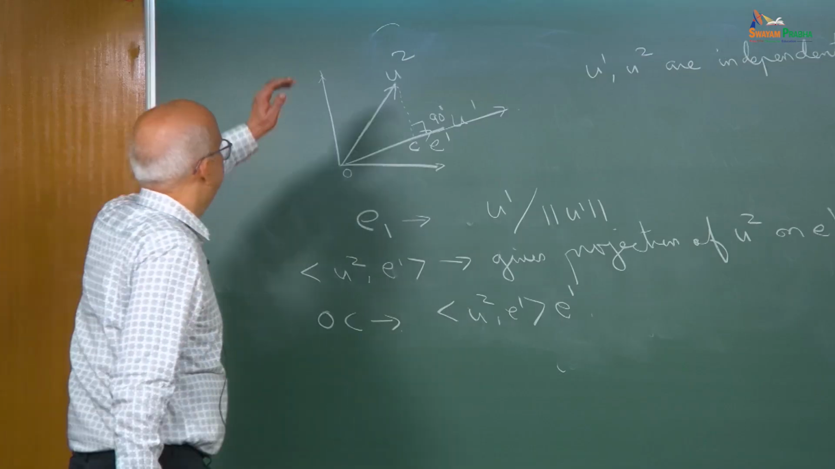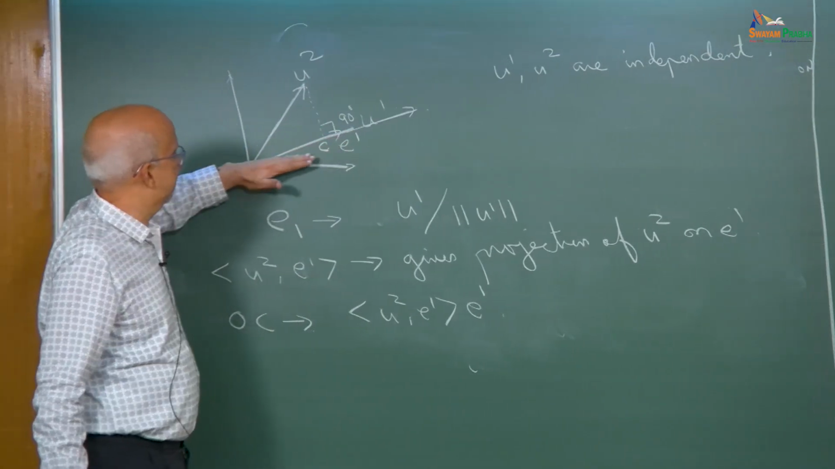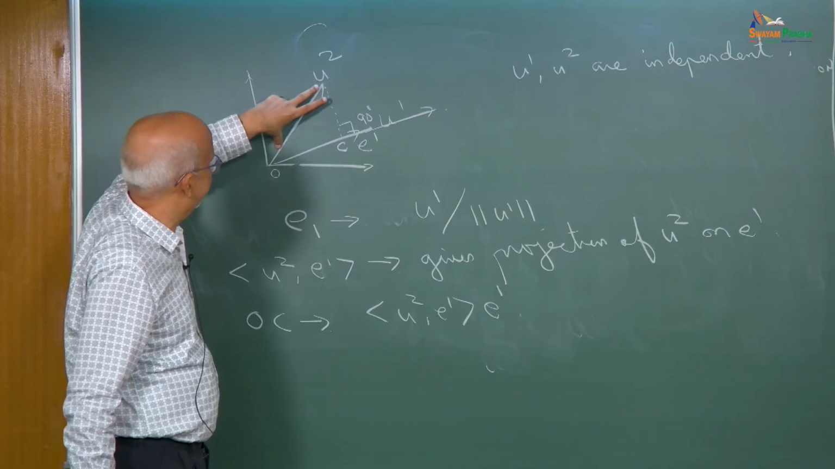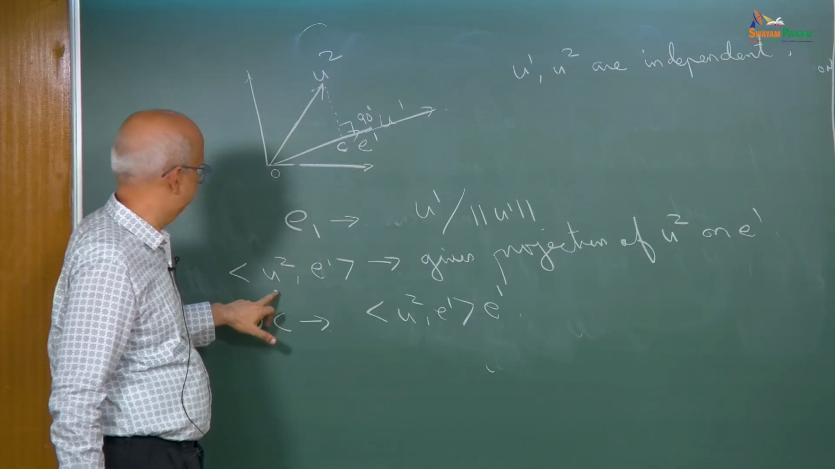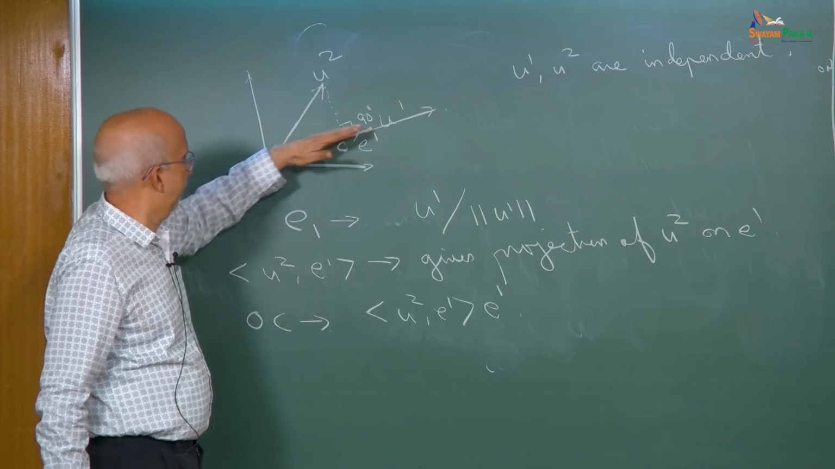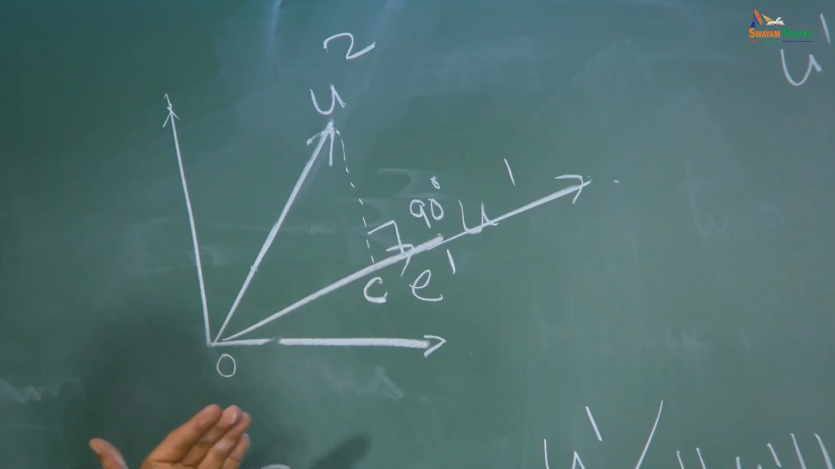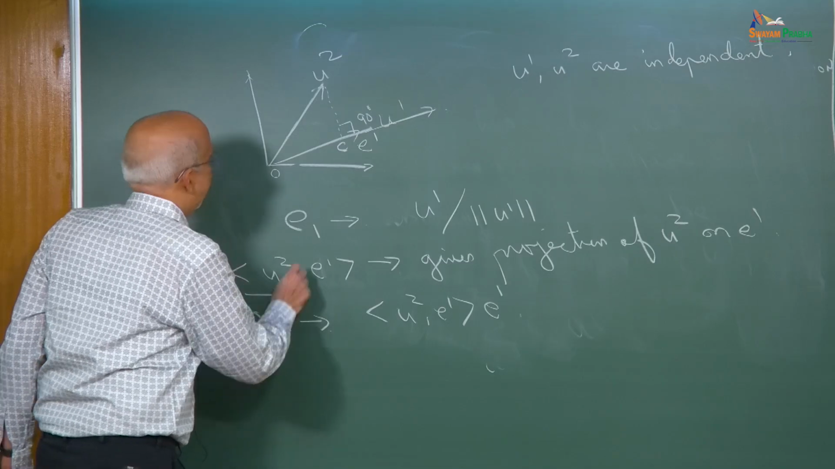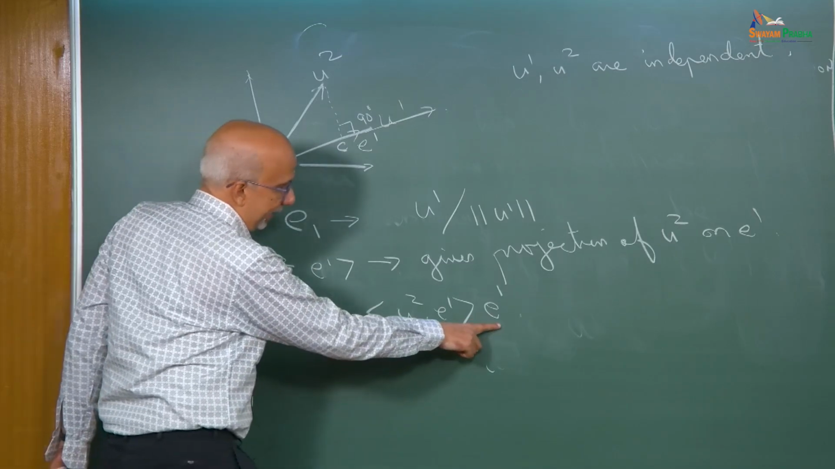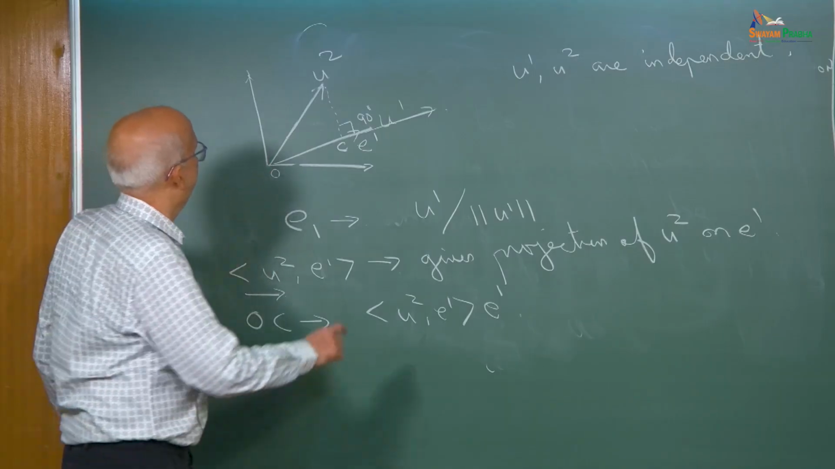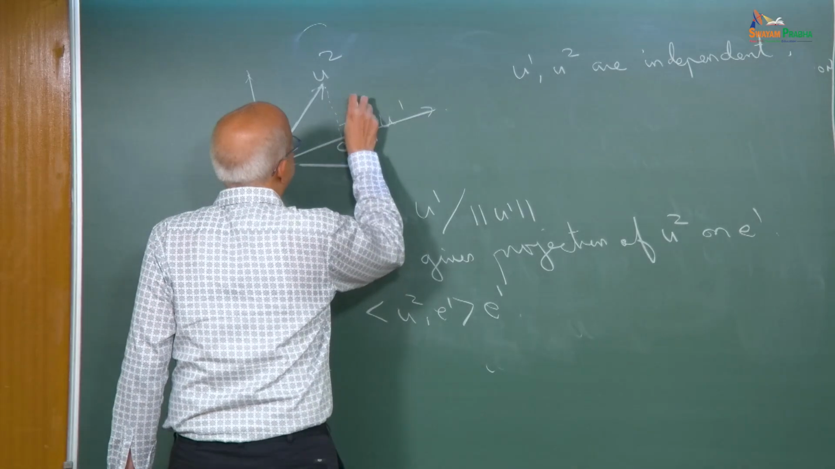So, what have I done? I have normalized this vector, I get E1. I am finding the projection of U2 on E1, and this projection is along the direction E1. E1 is the unit vector in this direction. So, this vector OC is in the direction of E1, and the magnitude is this projection.